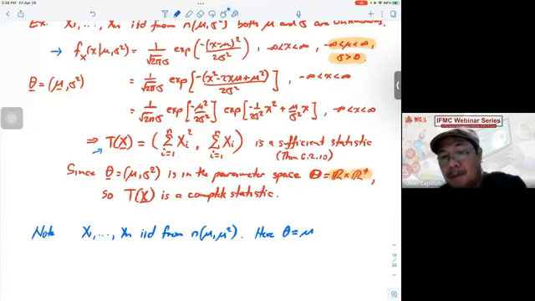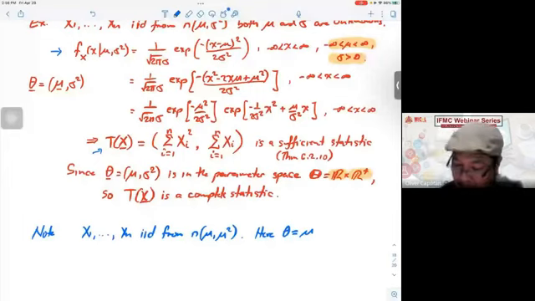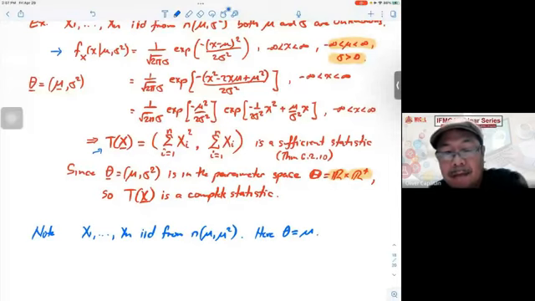Yung vector of parameters having two dimensions, the vector of statistics, statistics natin is a vector of statistics containing two statistics or two components. So in this case, we do not have a complete distribution here.